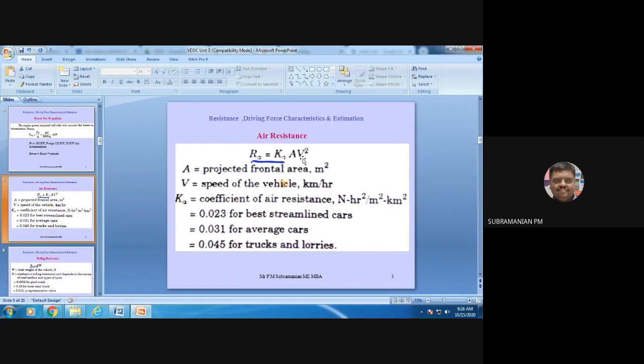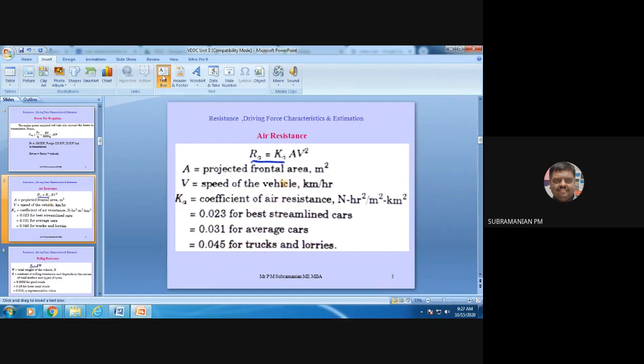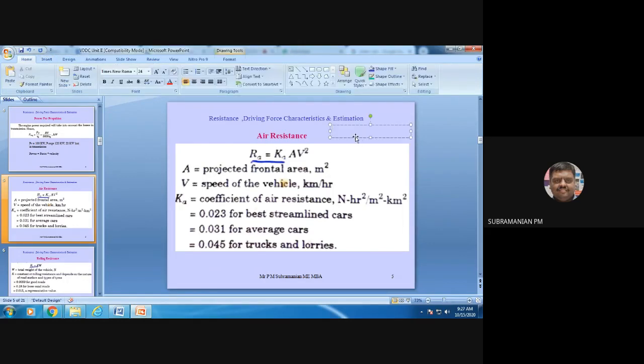as the square of V. Okay. Square of V means what will happen? Say V is 10, say 10, other values say 1, okay, my RA will be 10 squared, how much? 100. Okay. Same V, I'm making as 20, that is I'm increasing 10 kilometer per hour. What will be the RA now? What is 20 squared? How much?